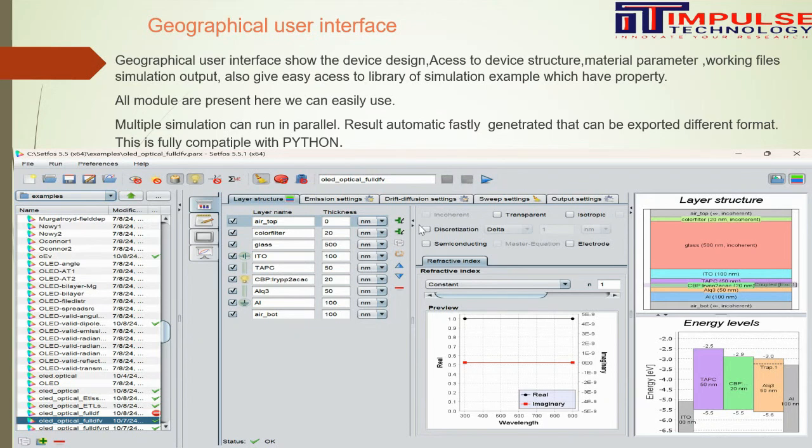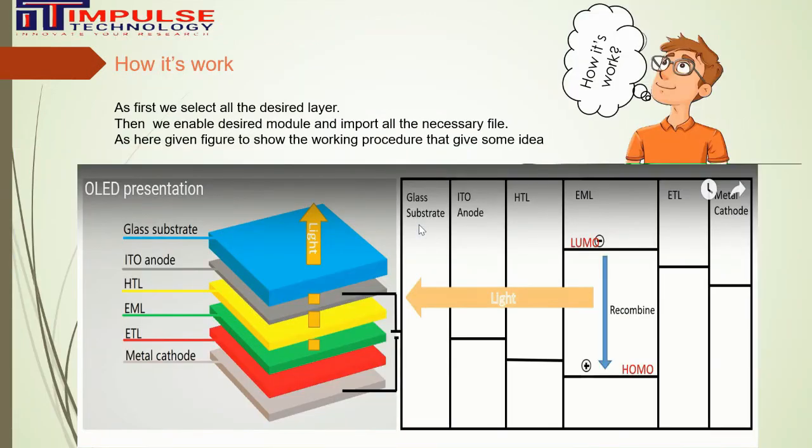At the next slide, we will see how the simulations work. Everybody has the question, what is the mechanism? Firstly, I will consider one example of an OLED and select all desired layers. When we apply voltage across the OLED, electrons from the cathode and holes from the anode move towards the emissive layer. When excitons form, this leads to current through the device. When the charges of the exciton combine, they emit light. Now I will move to the next slide.